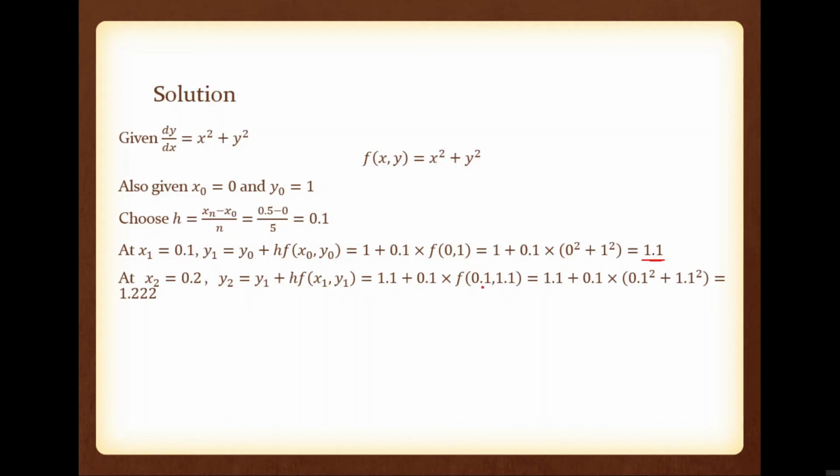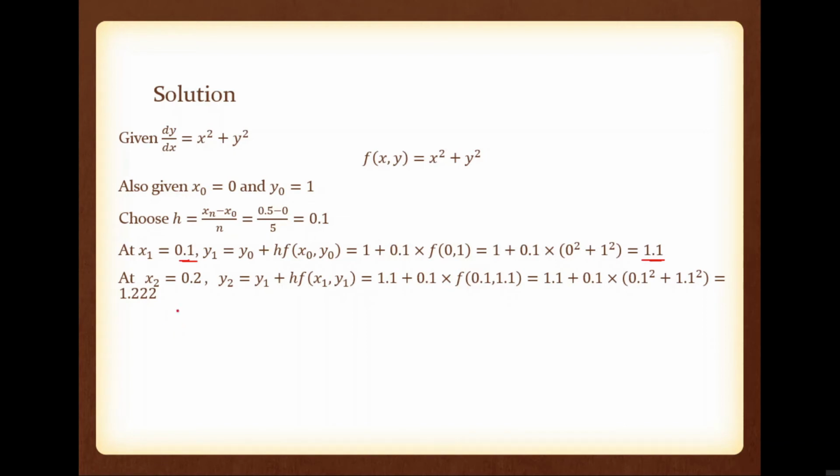x1 is 0.1, and y1 is 1.1. So that is equal to again 1.1 plus 0.1 into, what is f? f is x square plus y square. So we can write 0.1 square plus 1.1 square. So 0.1 square is 0.01, 1.1 square is 1.21. So this value will become 1.22 into 0.1. It will become 0.122 plus 1.1. So I think this is 1.222. So this is 1.222. Is it correct, all of you?